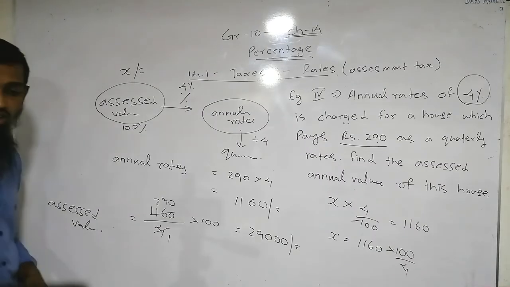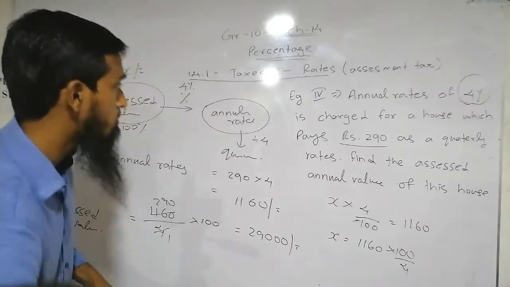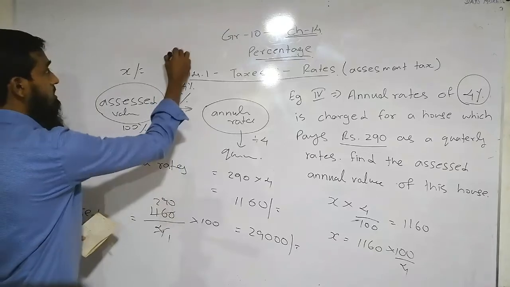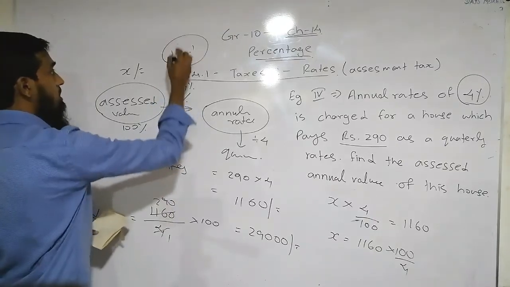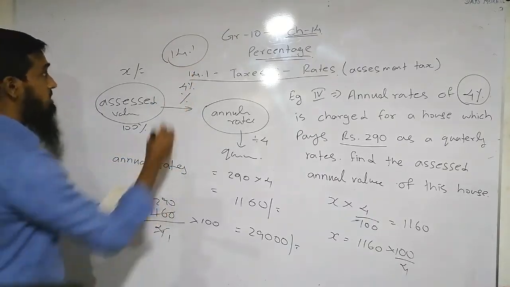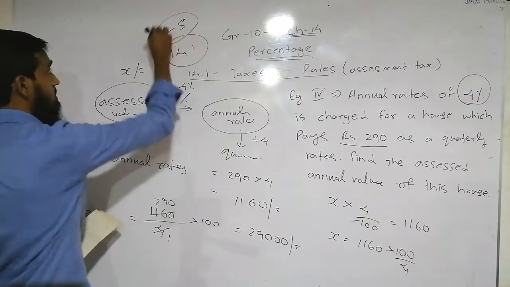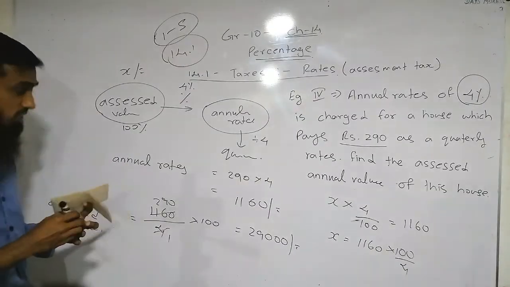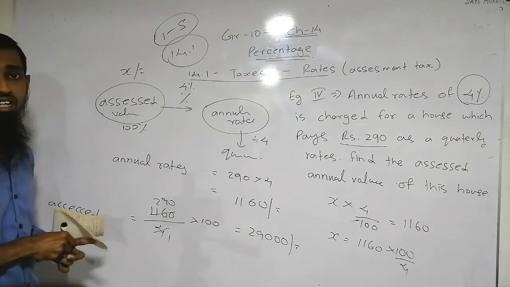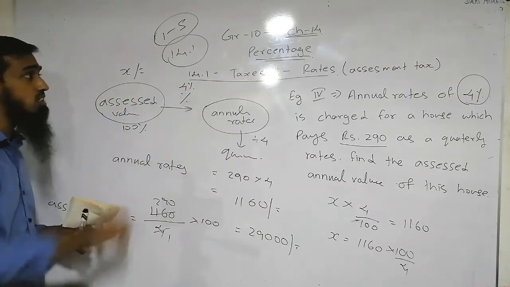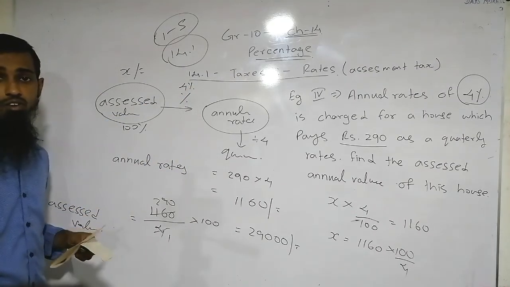Now you can do exercise 14.1. Exercise 14.1, the first 5 questions, 1 to 5, are under this category, rates. You can do the 5 questions, inshallah.